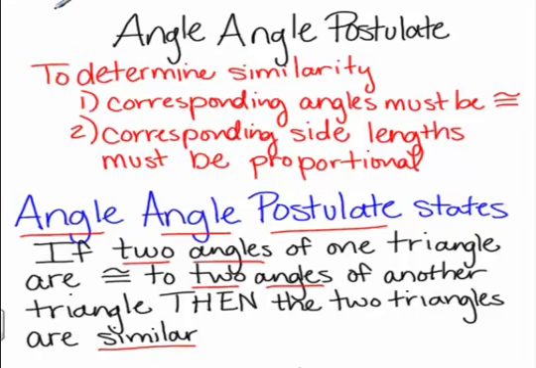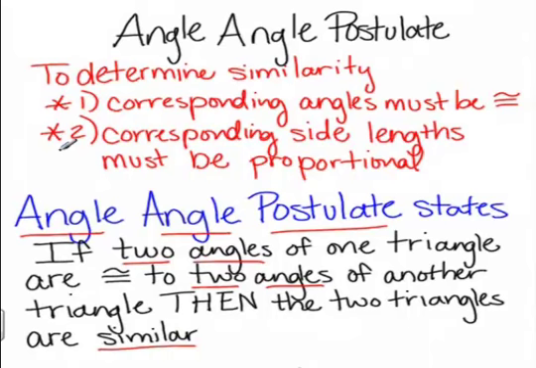Today we're going to look at the angle-angle postulate. We've already seen that to determine if two triangles are similar, two things must be checked off. First, corresponding angles must be congruent, and second, all corresponding side lengths must be proportional. And if the two triangles are similar, then we can use that to determine missing information.